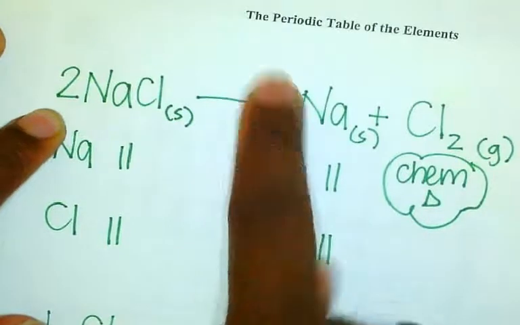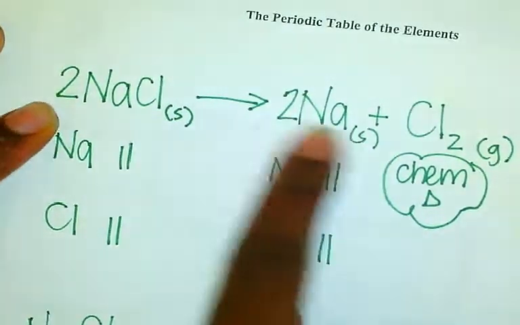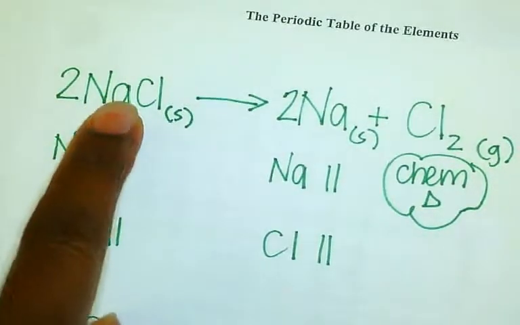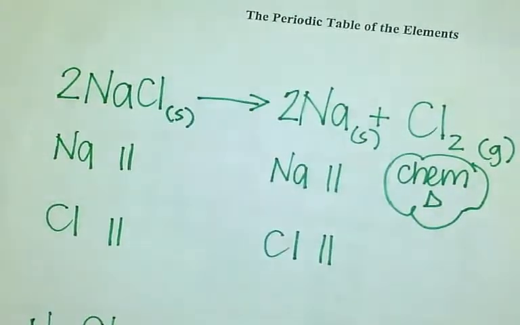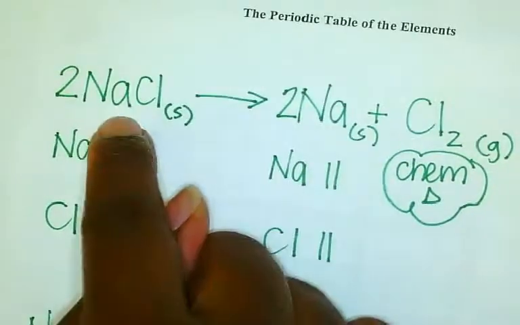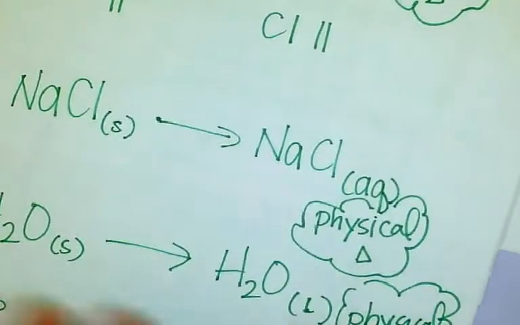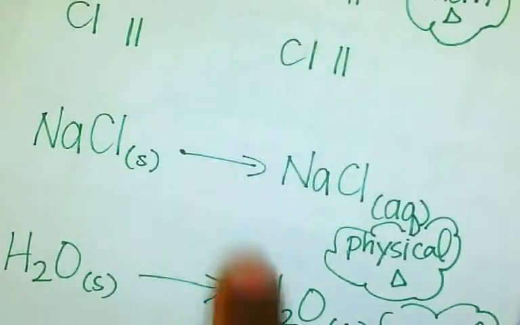I add these 2 here in order to balance it. Make sure that you're proving why those numbers are what they are with a tally. Now, it's important for you to understand that this is a chemical change. I know that it's a chemical change because I'm going from a compound to 2 elements. What's on this side is not the same as what's on this side. That's a chemical change.